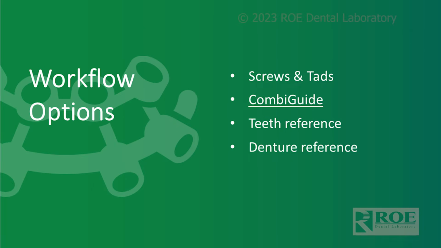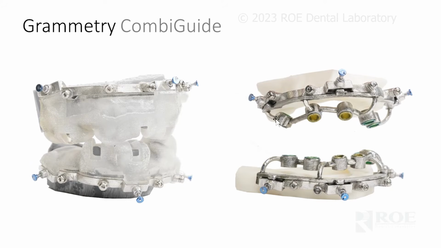We don't really talk too much about these arch tracers anymore. The next one is guided, because the first one was really a freehand workflow. We've also really perfected the Combi Guide guided workflow. The Combi Guide is a metal or plastic. We also sell a plastic, which is a metal fixation base that's delivered with this pin guide.